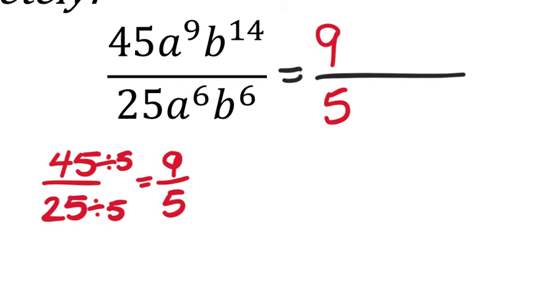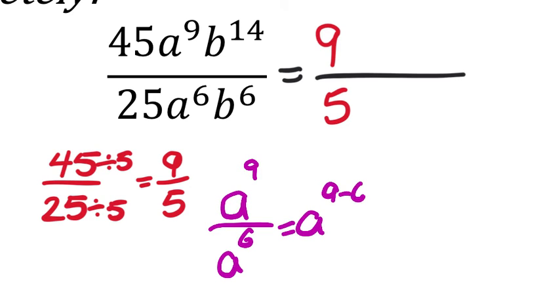So I'll start with the a's, and this is division of those bases. So a to the power of 9 over a to the power of 6 is a to the power of 9 minus 6. And like we've seen before, there's more a's in the numerator here, so I should expect the a's to be in the numerator, a to the power of 3. It's already positive, so that should also tell us that it goes in the numerator.